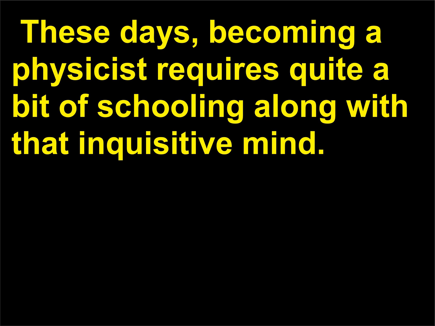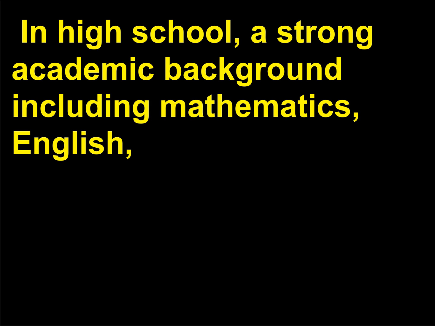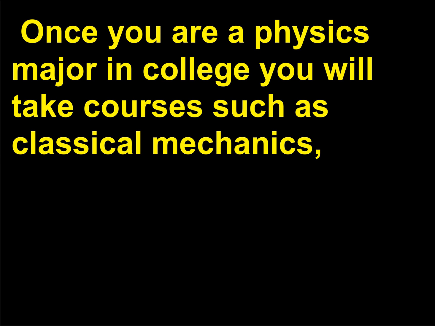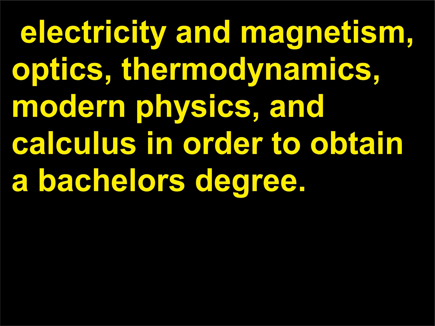These days, becoming a physicist requires quite a bit of schooling along with that inquisitive mind. In high school, a strong academic background including mathematics, English, and science is necessary in order to enter college with a strong knowledge base. Once you are a physics major in college, you will take courses such as classical mechanics, electricity and magnetism, optics, thermodynamics, modern physics, and calculus in order to obtain a bachelor's degree.